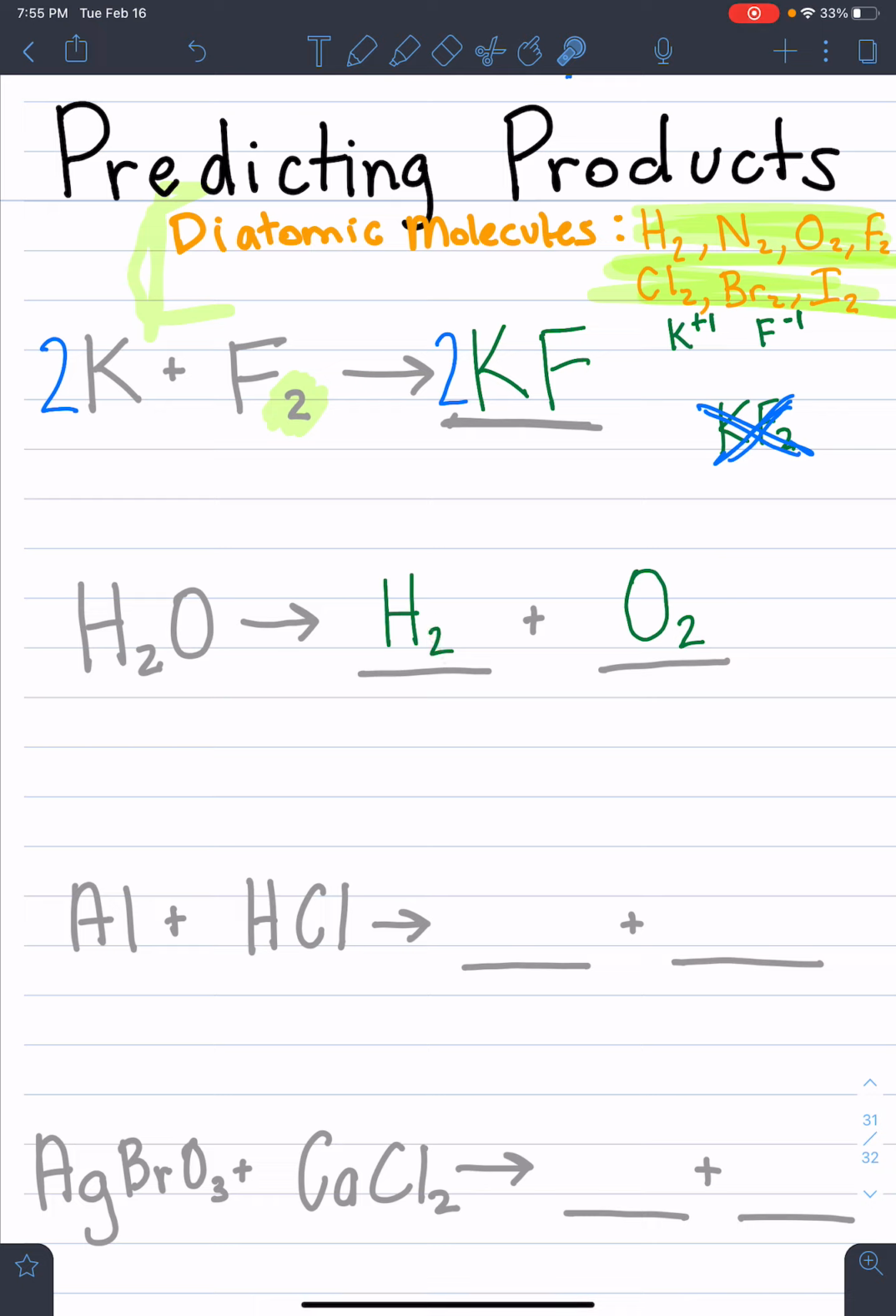So on your test, you're allowed to use your own periodic table. So I might write on your periodic table the list of your diatomic molecules so that you don't need to remember them, and then you can have it in your brain when you take the test. That's how you would write that.